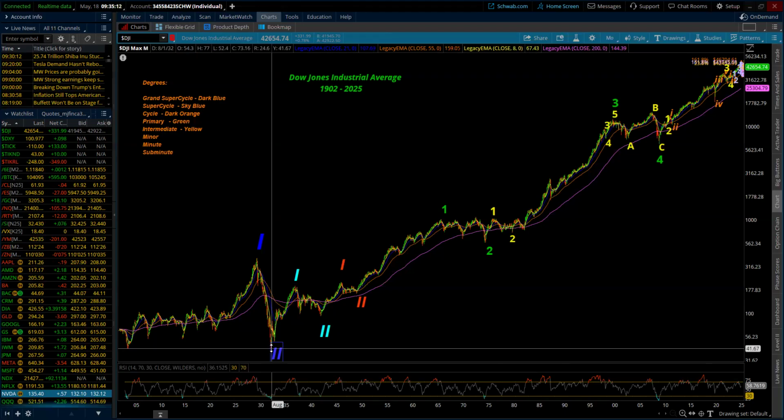What's that going to consist of? 5 waves of supercycle degree, of which we have 1 and 2 in place, which means we're in supercycle wave 3 of grand supercycle wave 3. Continuing on, what's going to be in supercycle wave 3? 5 waves of cycle degree, of which we have 1 and 2. So we're in cycle wave 3 of supercycle wave 3 of grand supercycle wave 3.